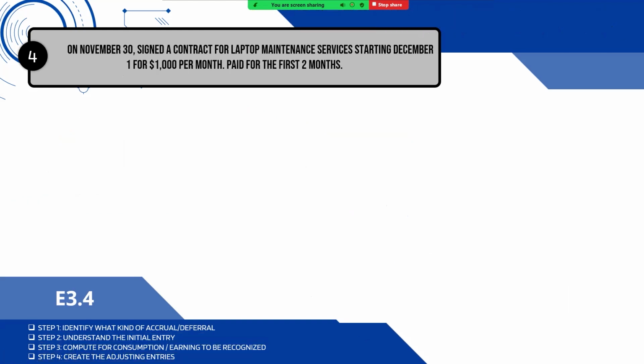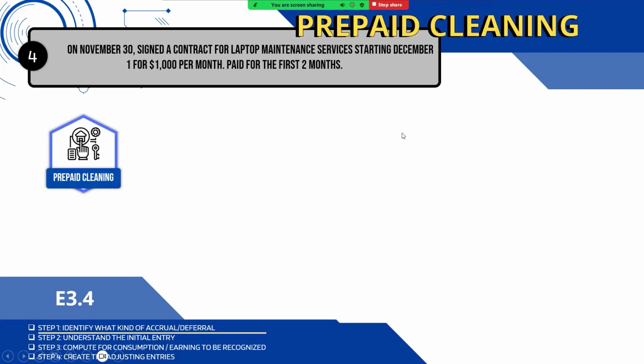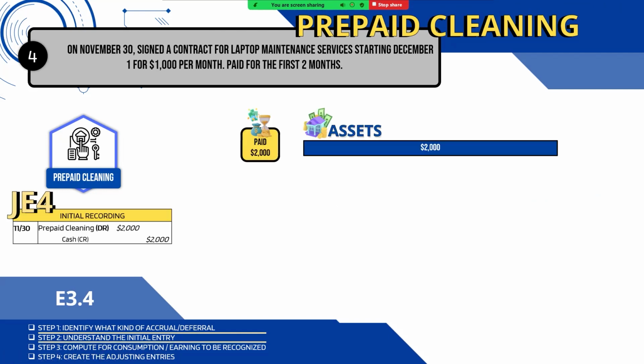Number 4 would be we signed a contract for laptop maintenance service. So this is what kind of accrual? This is prepaid cleaning, right? We paid already in advance. So that would be debit prepaid cleaning of 2,000, credit cash. We got it on November 30.